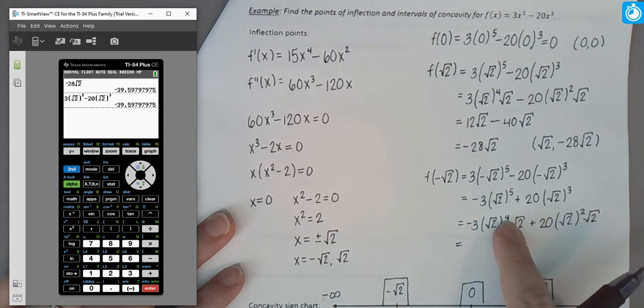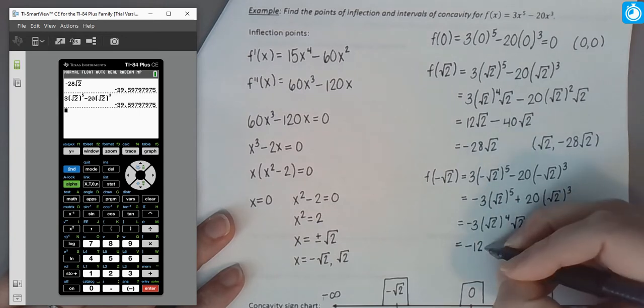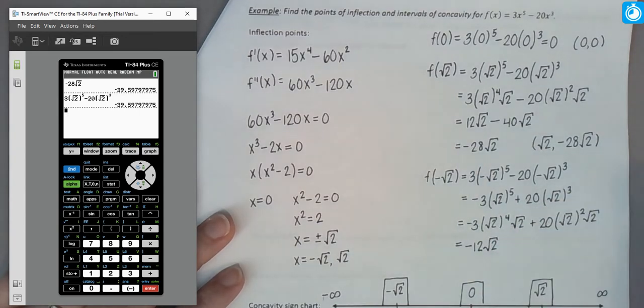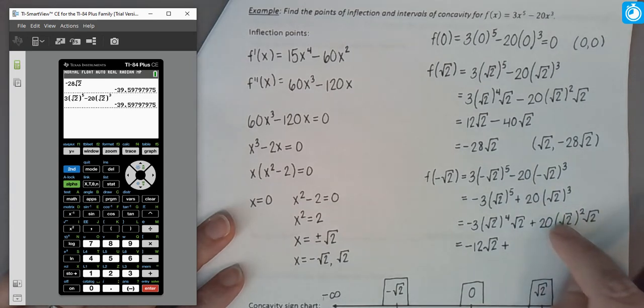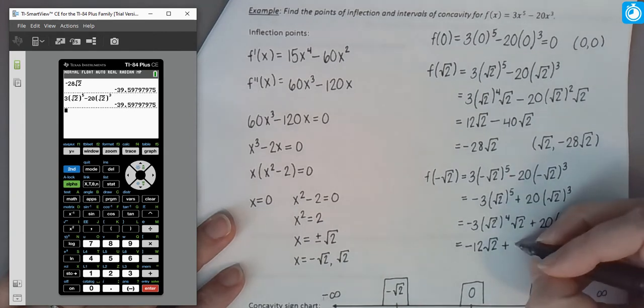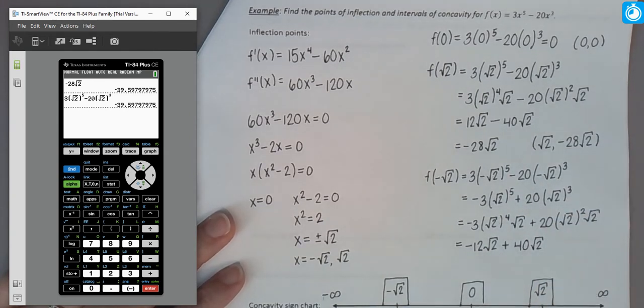Okay, so root 2 to the 4th power, we determined that was going to be 4. In other words, square root of 2 squared, which gives you 2, and then square that again, which gives you 4. So combining with that negative 3, that's going to be negative 12 times that leftover square root of 2, plus square root of 2 squared, which is 2. 2 times 20 is 40. So 40 times that leftover square root of 2.